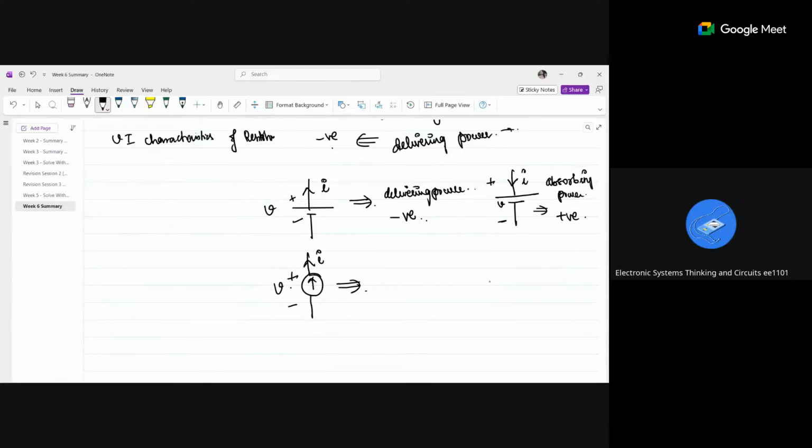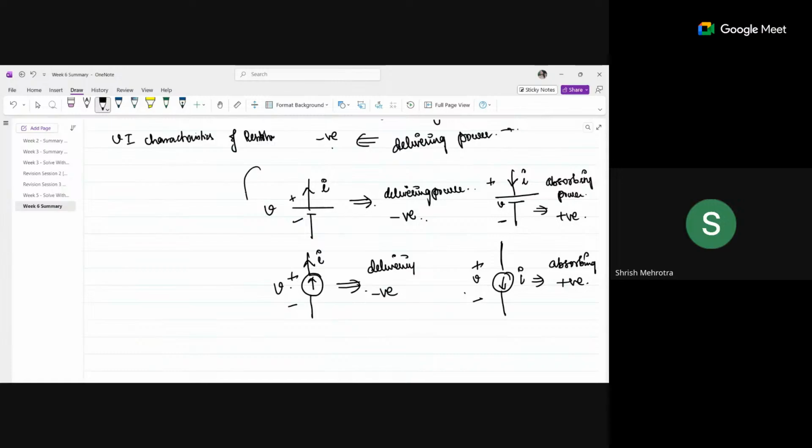What is it doing? Is it delivering power or absorbing power? Delivering. So it is negative. Yes, negative. In the same way, what about this I? See the sign of the voltage and the current. Is it delivering power or absorbing power? Absorbing, ma'am, from the voltage source. Yes, so these are the positive.